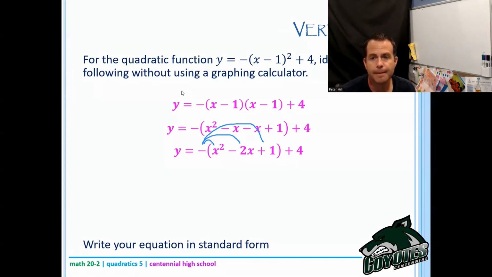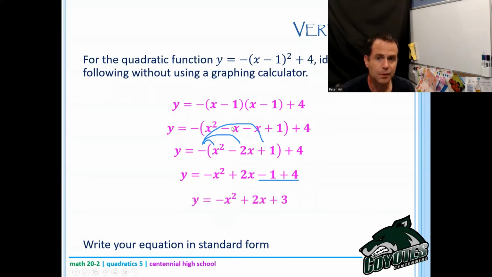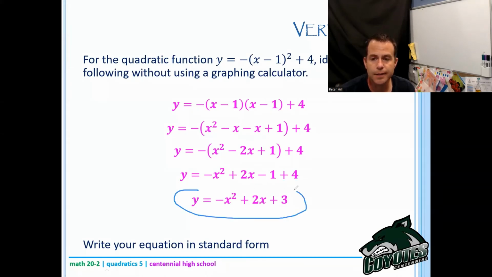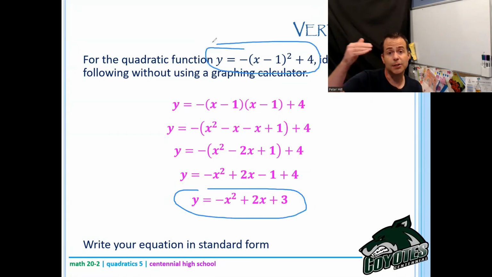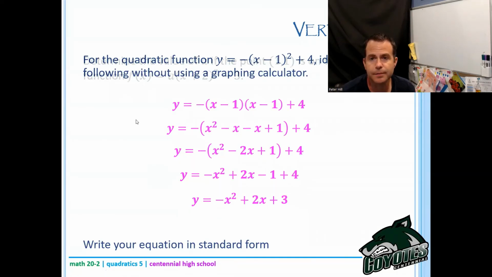Okay. Then I can just add that negative 1 and 4 together. Those are both like terms. So I can end with negative x squared plus 2x plus 3. Now, what I want to make note of is this equation and this equation are the exact same equation, okay? It's just that the top one is written in vertex form and the bottom one is written in standard form, okay? But they're the exact same parabola. All right, good work, my friends.